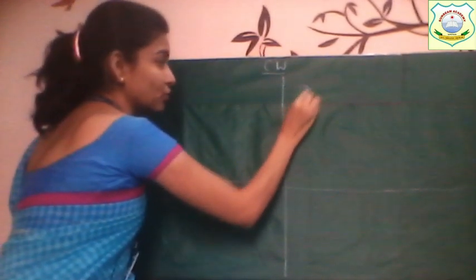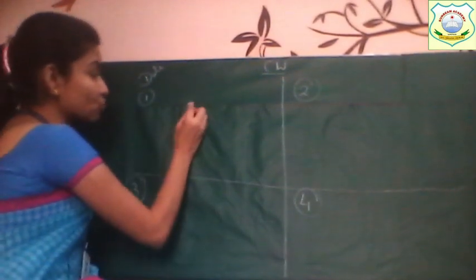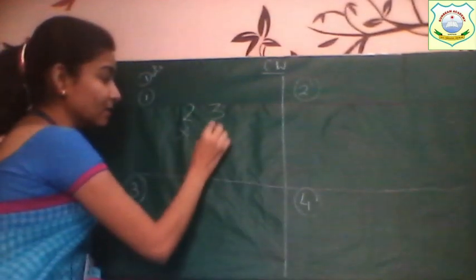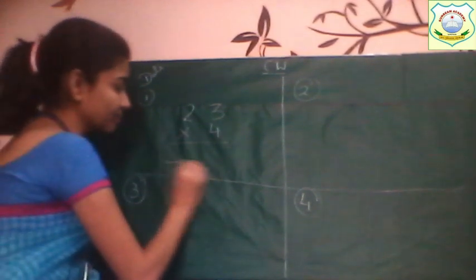After that we have to do 4 questions. Question number 1, question number 2, here question number 3 and here question number 4. We will be doing this. So the first question is 23 multiplied by 4. Okay, this is our first question.